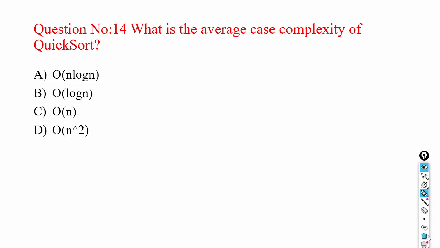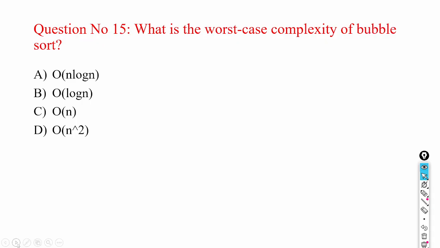Okay. Now moving to the next question. Question number 15. What is the worst case complexity of bubble sort? How does the bubble sort work? The bubble sort repeats the comparisons. We compare the adjacent elements in the bubble sort.